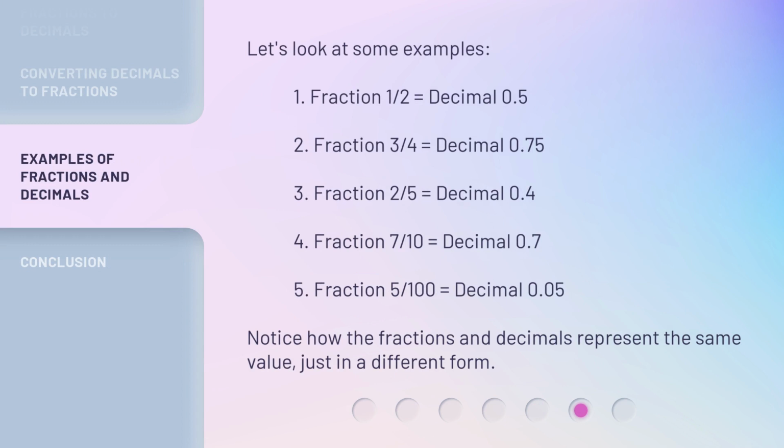Let's look at some examples. 1. Fraction 1/2 equals decimal 0.5. 2. Fraction 3/4 equals decimal 0.75. 3. Fraction 2/5 equals decimal 0.4. 4. Fraction 7/10 equals decimal 0.7. 5. Fraction 5/100 equals decimal 0.05. Notice how the fractions and decimals represent the same value, just in a different form.